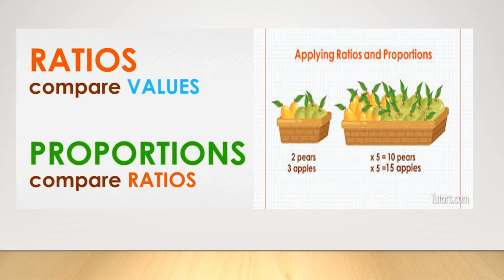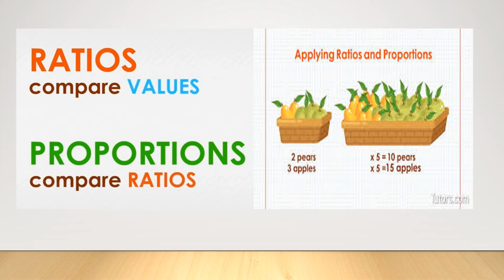In the previous videos, we have discussed ratios. Today, we'll discuss proportions. Now here you can see the picture of pears and apples. In the first box, the pears and apples are in the ratio of 2:3 or 2 by 3. And in the second box, that is the bigger box, the pears and apples are in the ratio of 10:15.